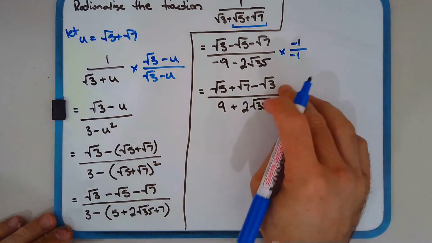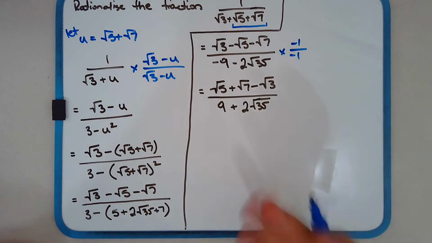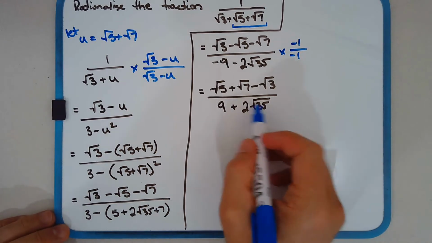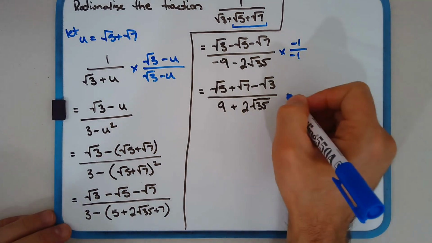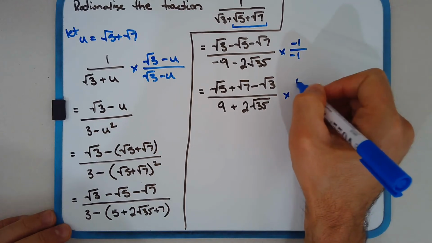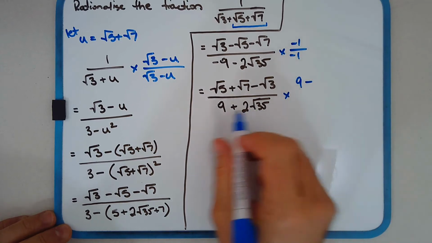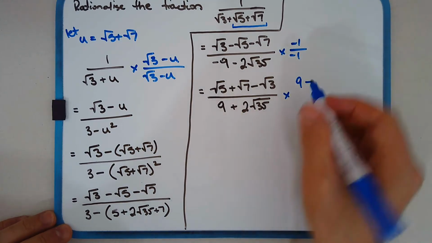Fantastic. Let's now apply the difference of two squares method yet again, multiplying by the conjugate of the denominator, to rationalise out the root 35. This one, hopefully you may have seen before, of course, we just have two terms multiplied by the conjugate, so it's going to be 9 minus 2 root 35.